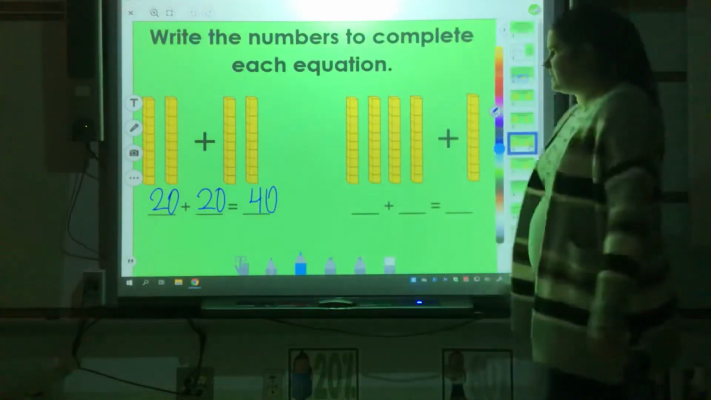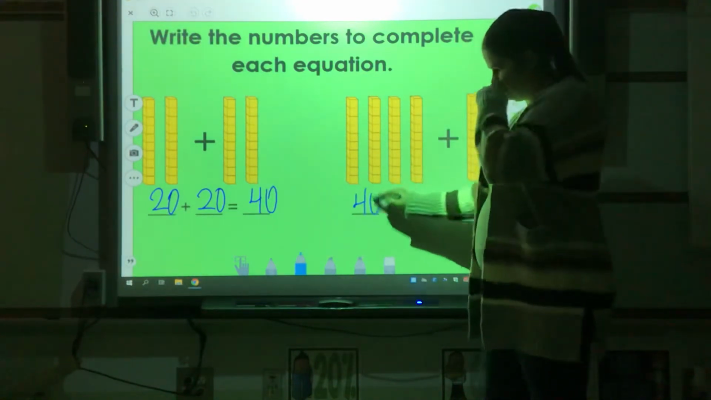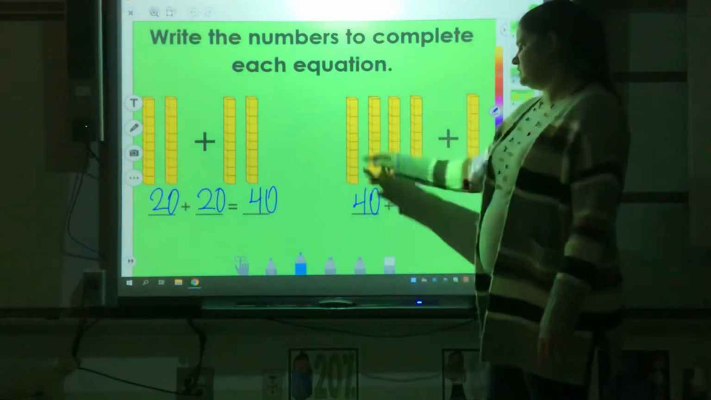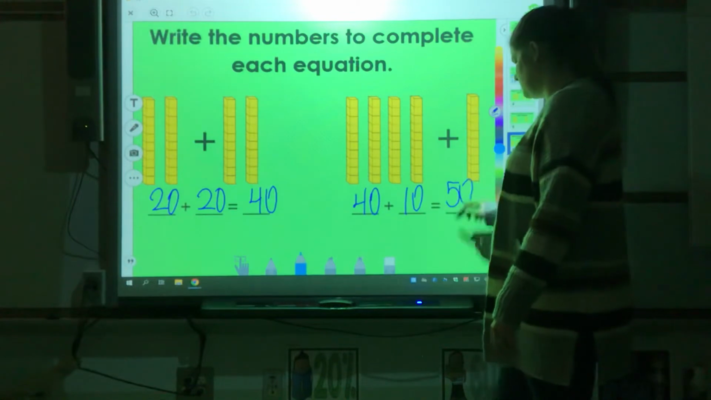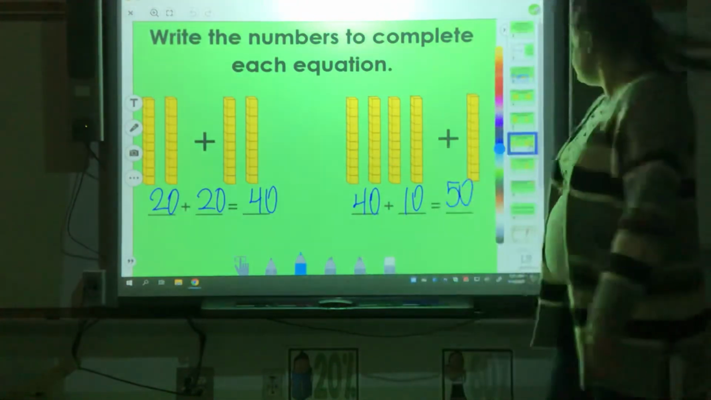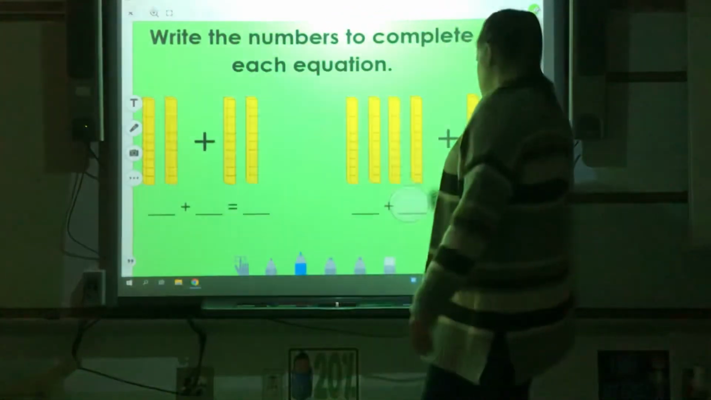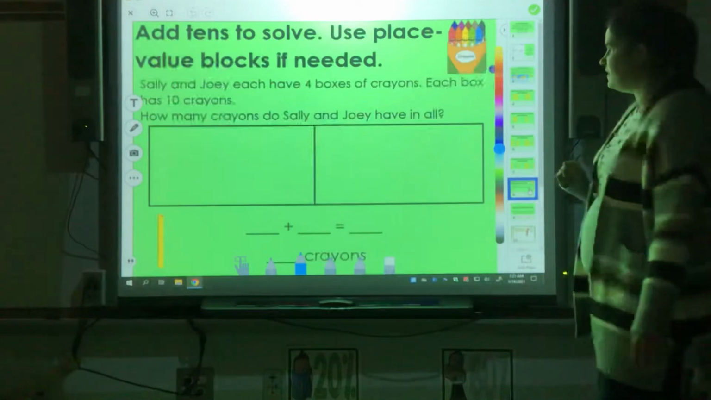Over here on this side, I have 10, 20, 30, 40, plus 10. Now I'm going to count them all. 10, 20, 30, 40, 50. 40 plus 10 equals 50. So there are two examples of each on your slides. And then we have another example.